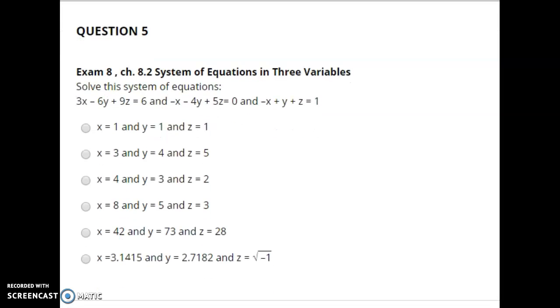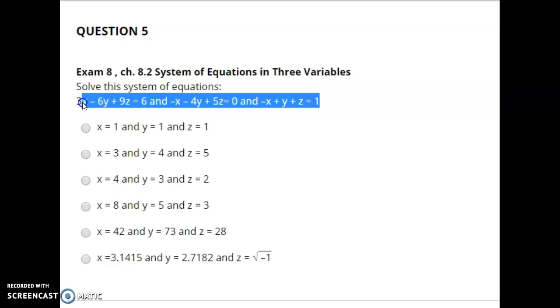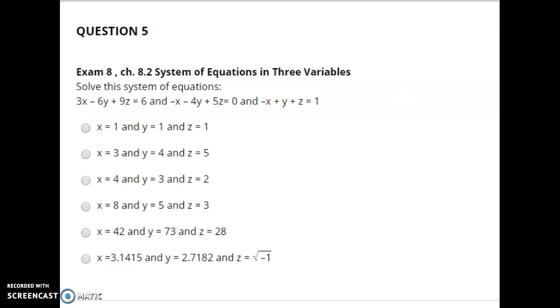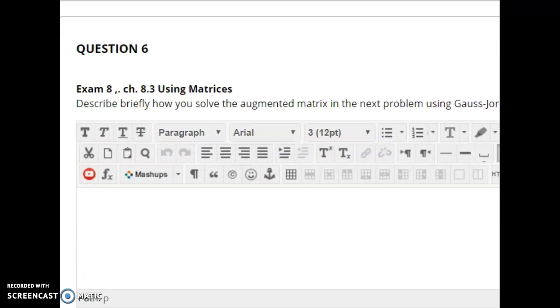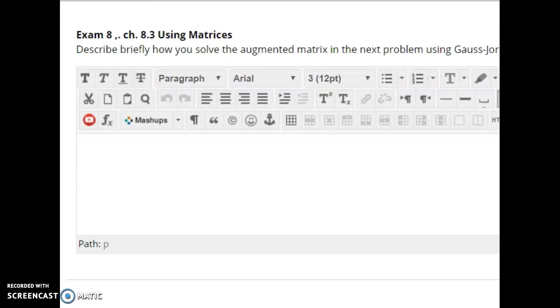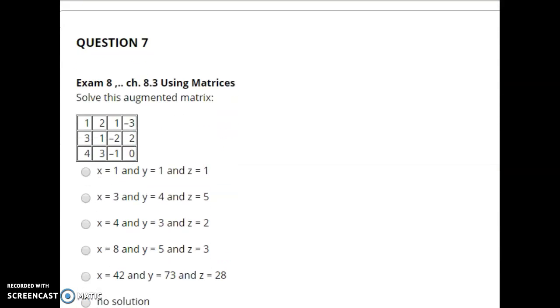And then here's actually the system. I already wrote it in such a way that it's really easy to copy and paste and put it into Symbolab. All right, then using matrices, augmented matrix, and then here is the actual matrix that you would have to solve. And of course, this problem here from 8.3 is basically the same thing as from 8.2. Here it's the augmented matrix, but it's still an x, y, and z. In 8.2, it was the system of equations, also an x, y, and z solving.